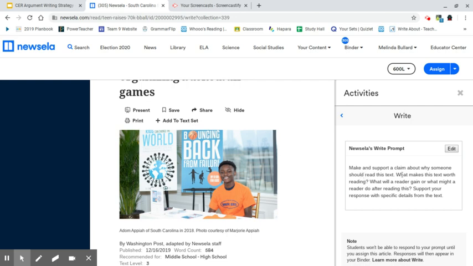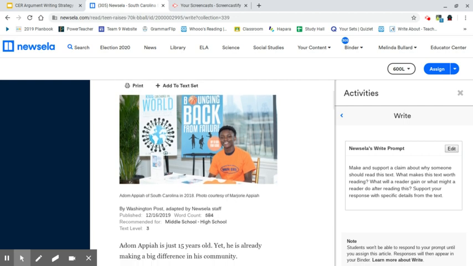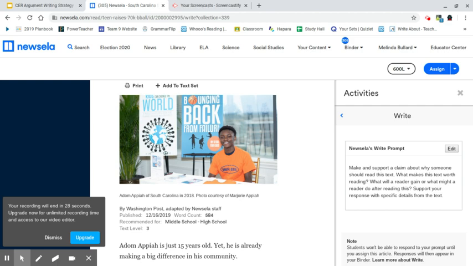So now you know what that means and what you have to do to support it with the evidence and the reasoning. I'm going to let you read that prompt after you read the story. Actually, you might want to read the prompt before you read the story. That's really a smart little trick so that as you're reading, you'll know what your claim is, your opinion is, and you'll be already looking for the details. So head on over to News ELA and practice writing your argument using the CER strategy.